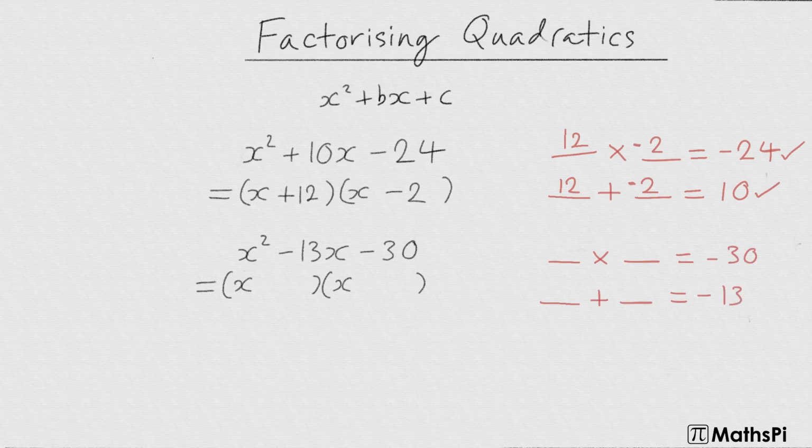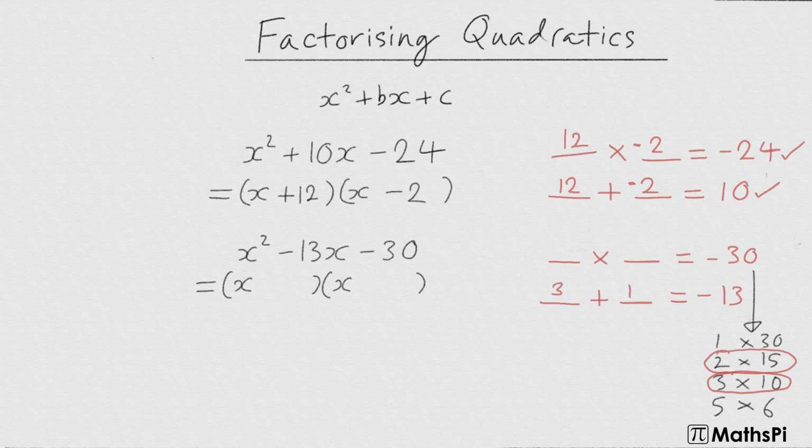What do we do first? Always look at the product first, ignoring any negatives. Factor pairings for 30, 1 and 30, 2 and 15, 3 and 10, 5 and 6. Same problem again here. We have two factor pairings that could be possible here, because 3 and 10, clearly there's a possibility of making a 13 here, and the same for 2 and 15. So once again, you just want to pick one. So let's pick the 3 and the 10.